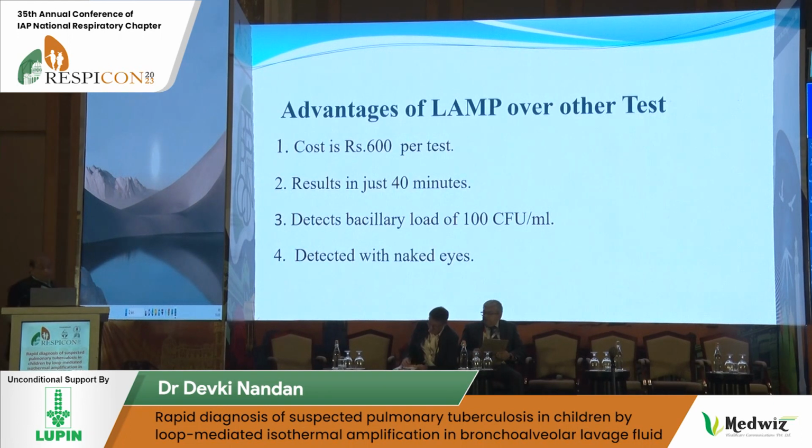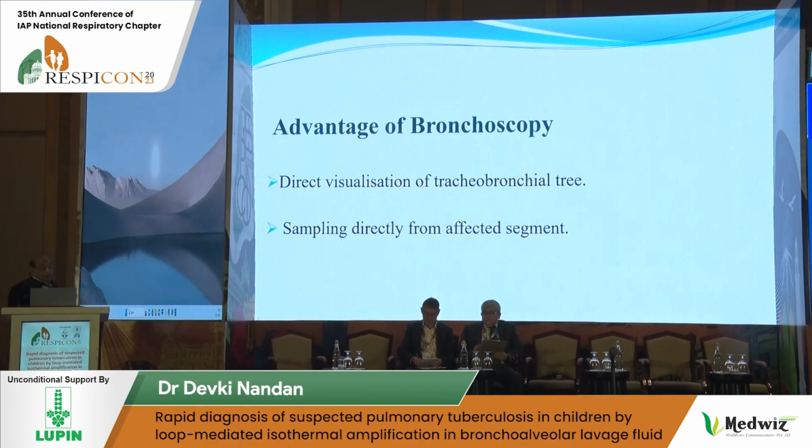The advantage of LAMP over the other tests is that the cost is only 600 rupees per test. Results come in just 40 minutes, it can detect a bacillary load of 100 CFU per ml, is detected with naked eyes, and doesn't require a sophisticated setup. The advantage of bronchoscopy is direct visualization of the tracheobronchial tree and sampling directly from the affected segment.